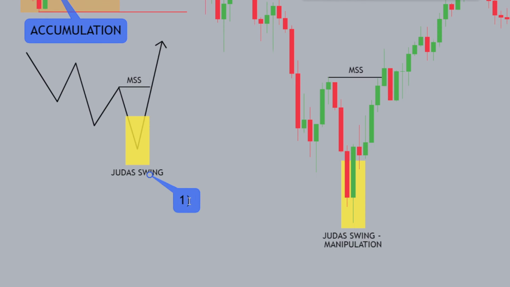The first thing is that the Judas swing must lead to a shift of structure. It must break some kind of structure. It must lead to a market structure shift. So you want to see a market structure shift. That's the first and arguably the most important thing when it comes to Judas swing identification.